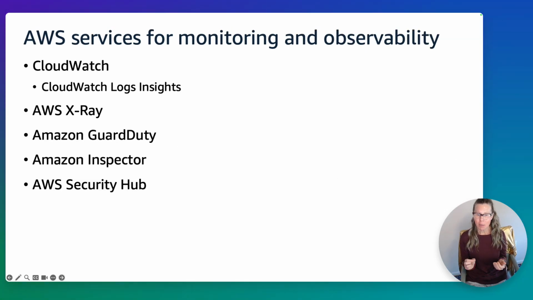AWS provides CloudWatch, AWS X-Ray, CloudWatch Logs Insights, GuardDuty, Amazon Inspector, AWS Security Hub, and more to provide monitoring and observability. To make your application observable, it must be instrumented to share traces, metrics, and logs to understand the raw data collected, to gain the insights from it, and add more visibility.